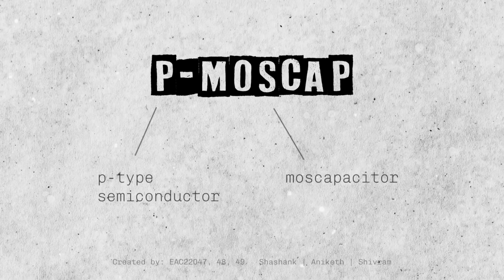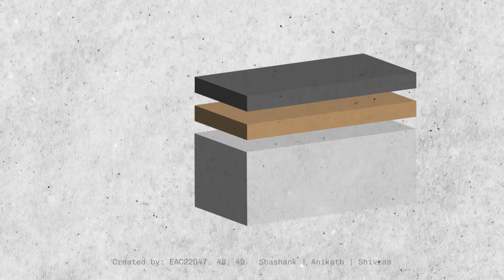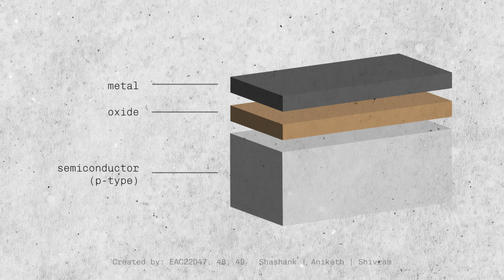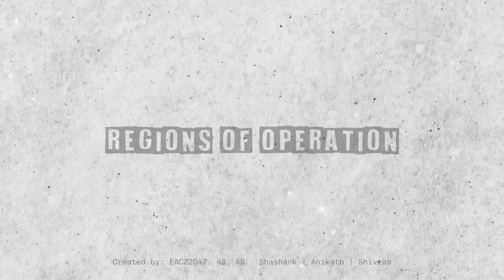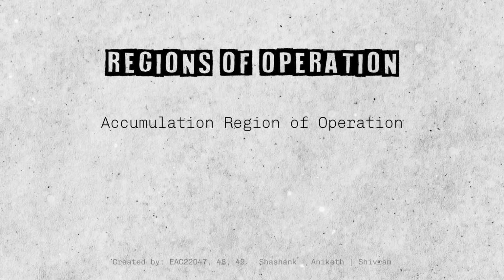A P-MOSCAP has a P-type semiconductor as substrate. A MOSCAP consists of metal, oxide, and semiconductor. Regions of operation are accumulation, depletion, and inversion.